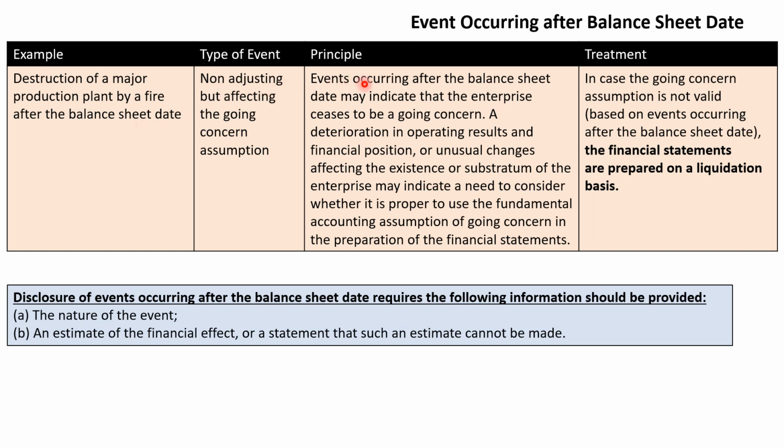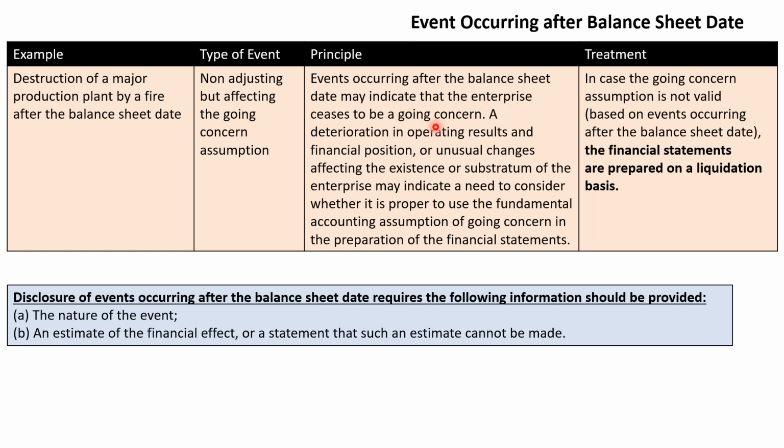Then the principle states that events occurring after the balance sheet date may indicate that the enterprise ceases to be a going concern. Sometimes it may so happen that events which took place after the balance sheet date but before the approval from the board of directors are directly damaging the capacity of the company to work as a going concern. A deterioration in the operating results and the financial position, or unusual changes affecting the existence or substratum of the enterprise, may indicate a need to consider whether it is proper to use the fundamental accounting assumption of going concern in preparation of financial statements.